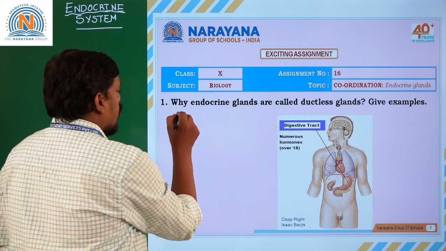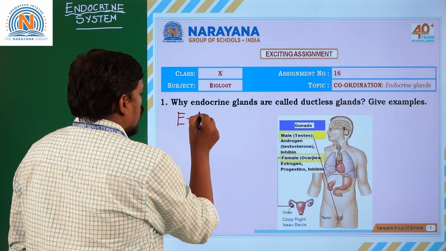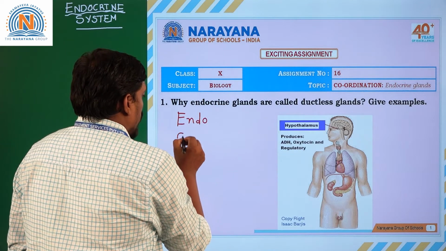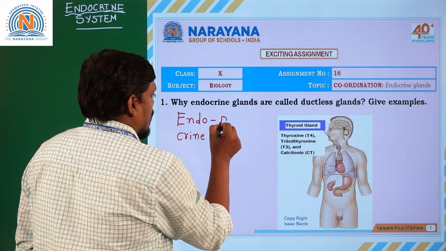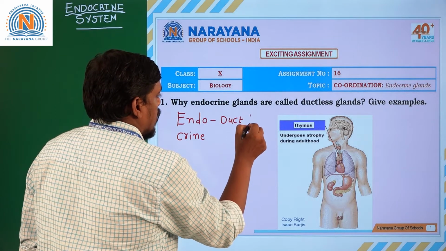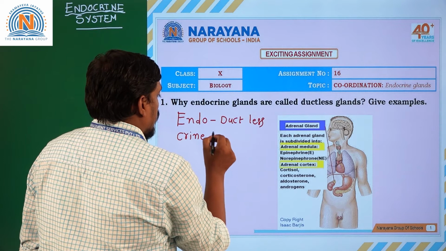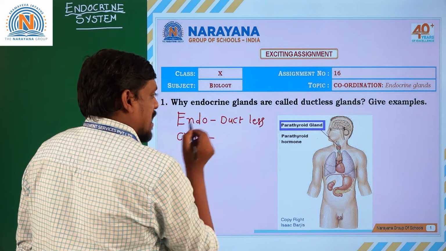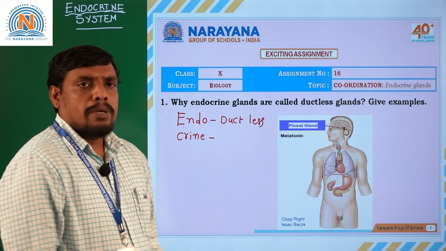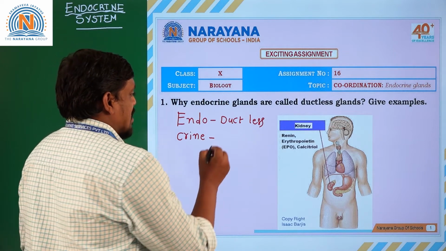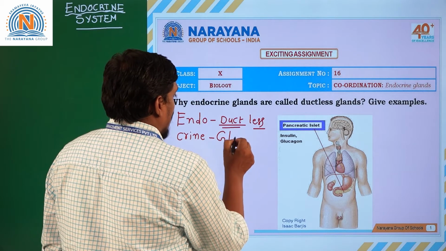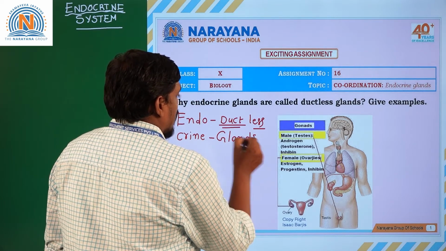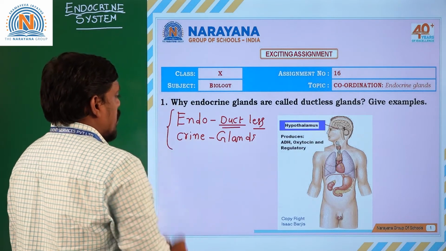Why are they called endocrine glands? Students, you know that endo means inside or ductless. Crine means glands. So the ductless glands are called endocrine glands.